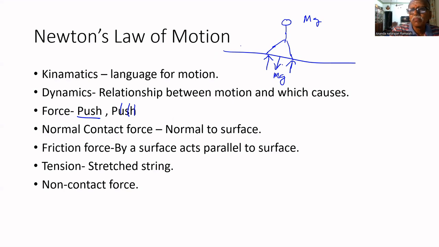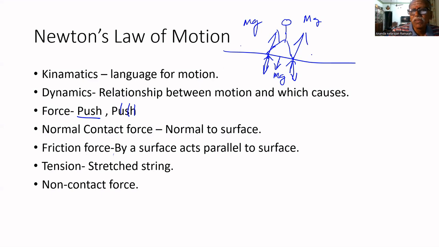If it doesn't give, what will happen? Because of this mg, we will go inside the ground. So to avoid that, a normal force is given by the ground that is equal to mg. That is called the normal contact force.